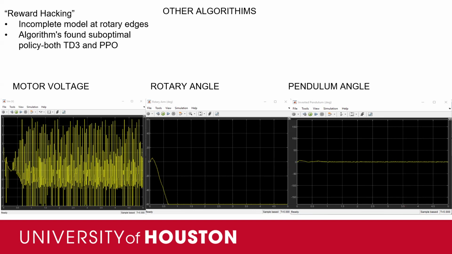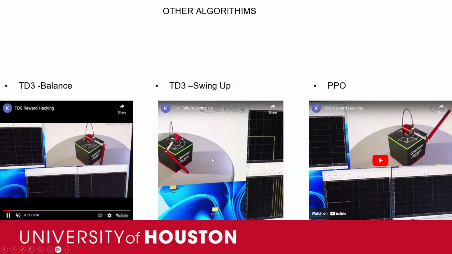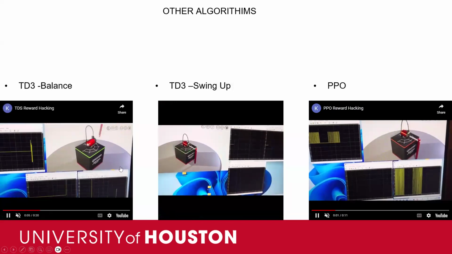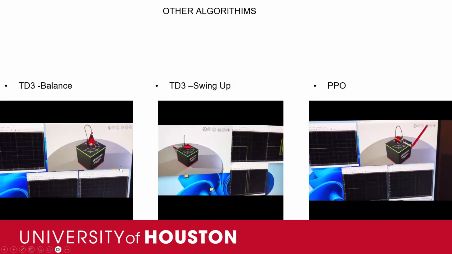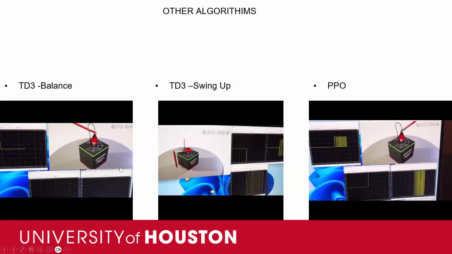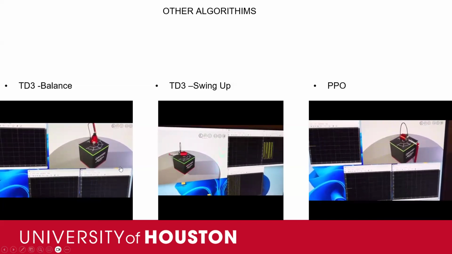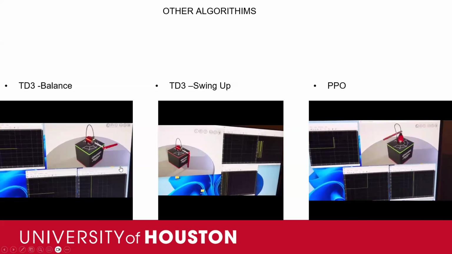Both TD3 and PPO bound this way to balance this inverted pendulum. And we're going to show some videos here. Very interesting behavior. First video is just TD3 on balance. You can see it tries to do that reward hack behavior, go to the edge of the rotary envelope and balance the pendulum. It can balance the pendulum for a while, but eventually falls because there's model bias. This digital twin is not this nonlinear model.